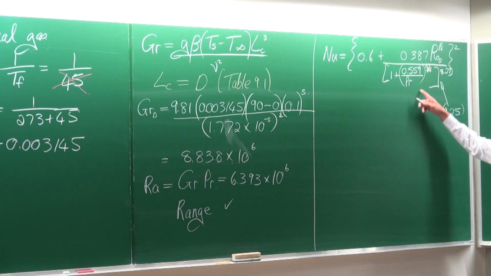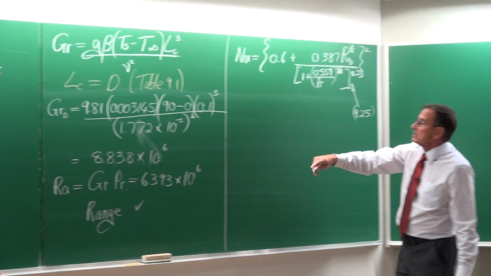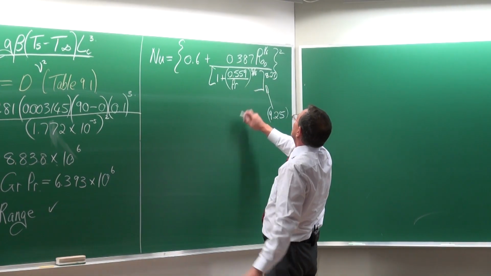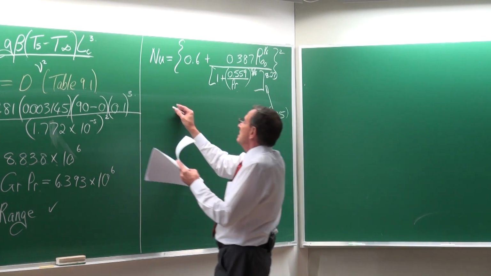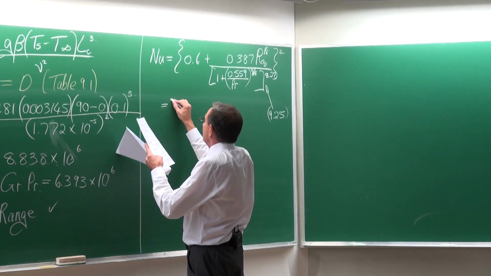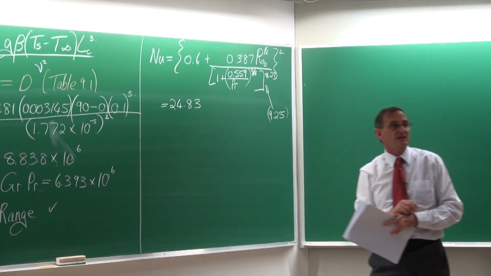Right, I'm not going to put in all the values here on the board. It's very simple. There's the Rayleigh number. Prandtl number you've got, so you need to go through the calculation, and the result of the Nusselt number calculation is a Nusselt number of 24.83.